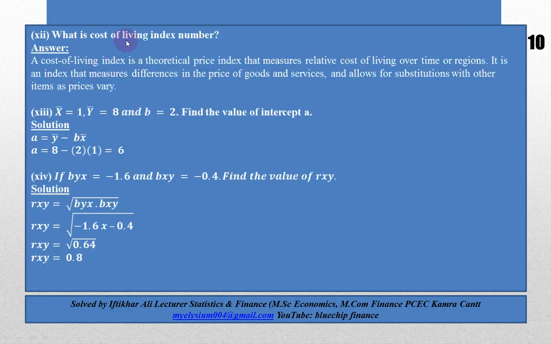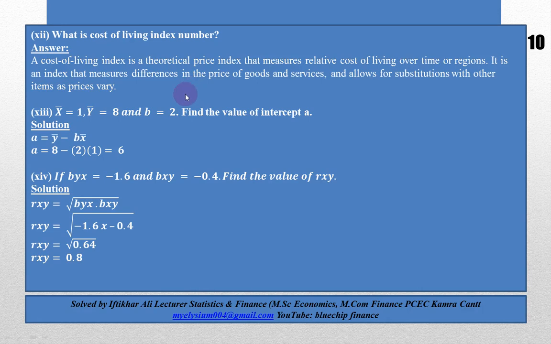What is cost of living index number? Cost of living index is a theoretical price index that measures the relative cost of living over time or regions. It is an index that measures differences in the price of goods and services and allows for substitution with other items as prices vary.